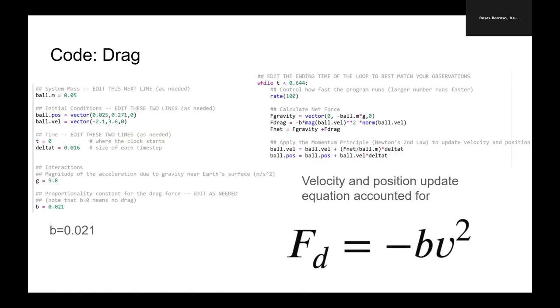And in the case for the drag and gravity, the initial conditions all remained the same. However, the only thing that we changed was the drag force constant B, which we set to 0.021. This value was found by repeatedly running the code. In the while loop, the velocity update and position update stay the same, while the only thing that changes is the net force, which now takes drag into account, making the equation equal to the weight force plus the drag force.